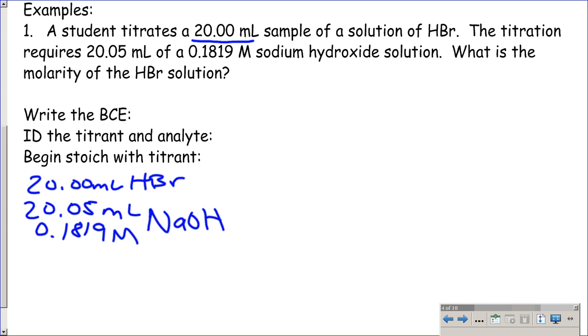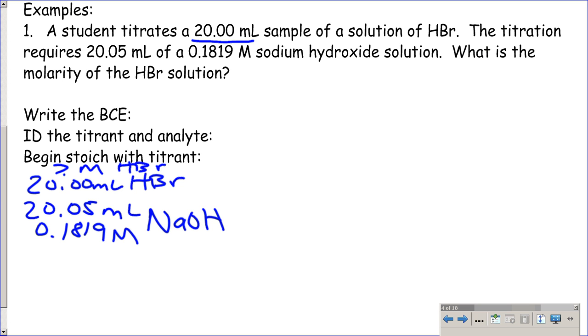You can, and I'm going to show you both ways. The M1V1 equals M2V2 is only a cheat. It's a way to do it for acid-base reactions that are 1-to-1 mole ratio. It will not work all the time. It will only work 85% of the time. So I'm going to show you both ways, but I want to show you the stoichiometry first and then M1V1. So the question is, what's the molarity of HBr?